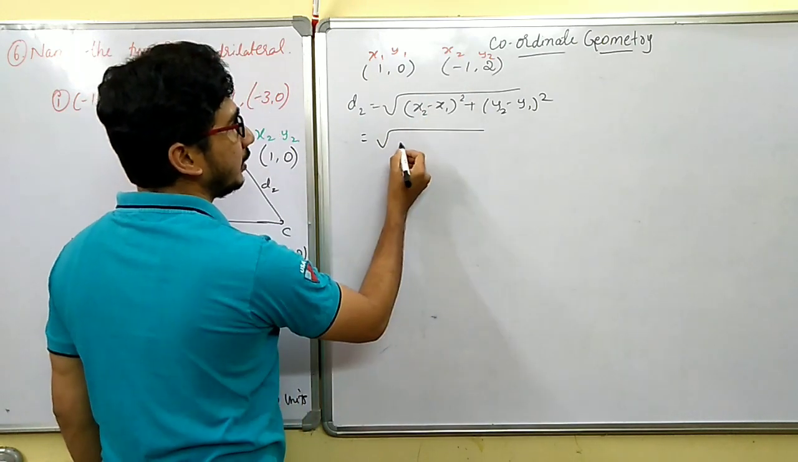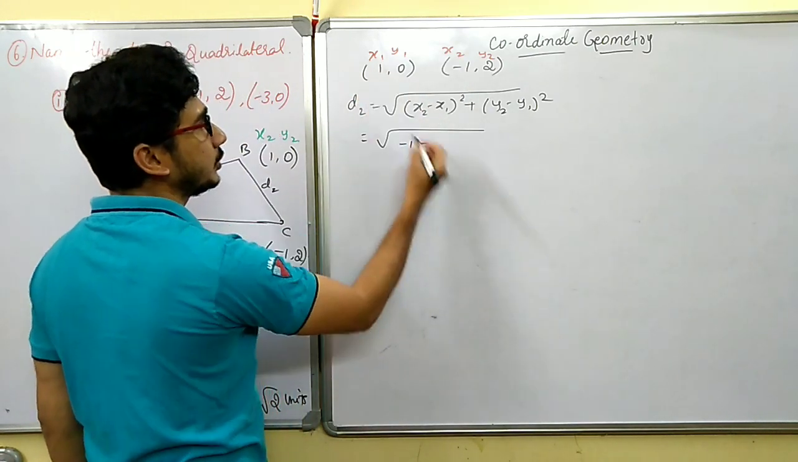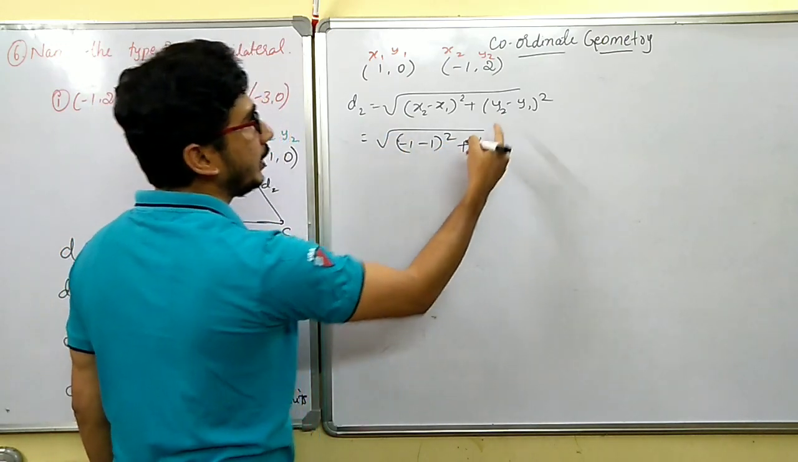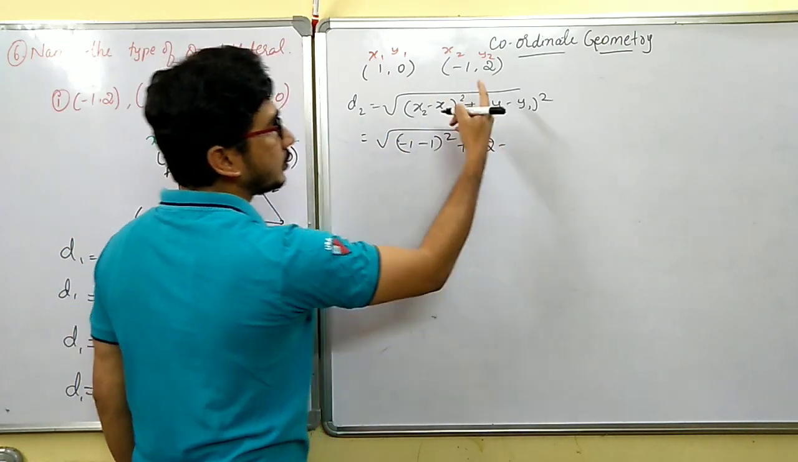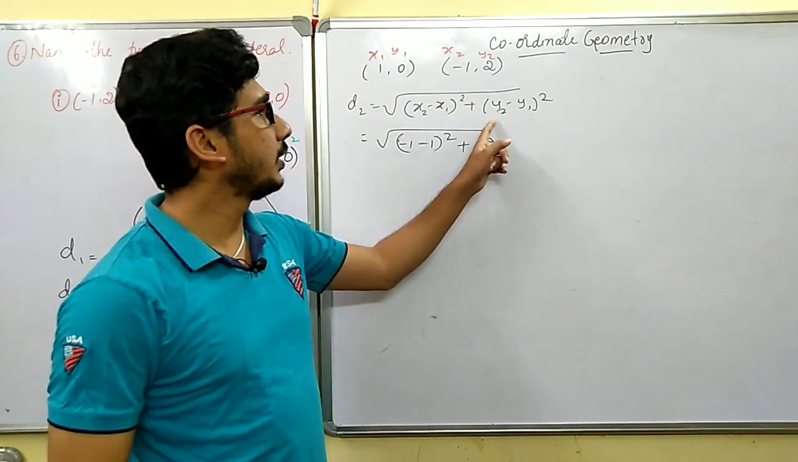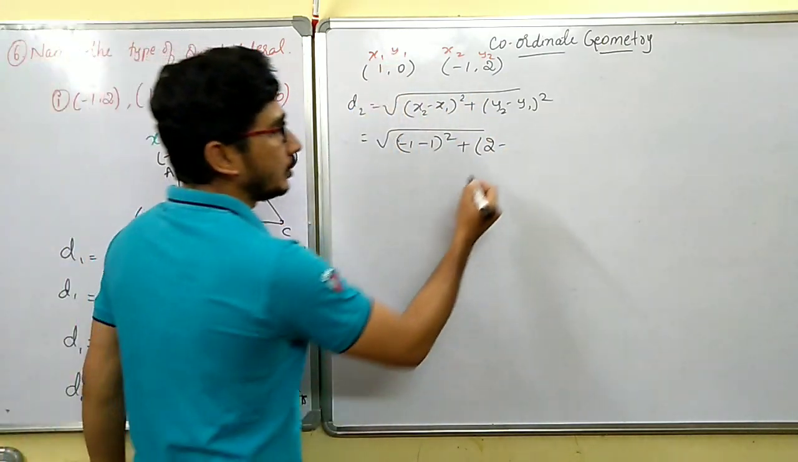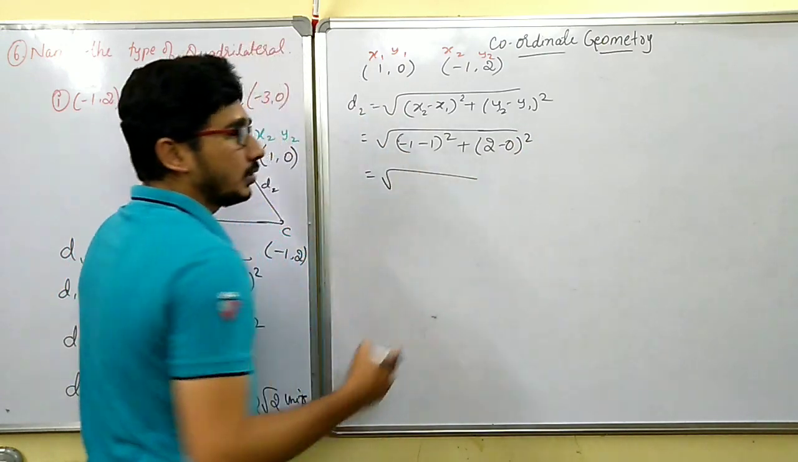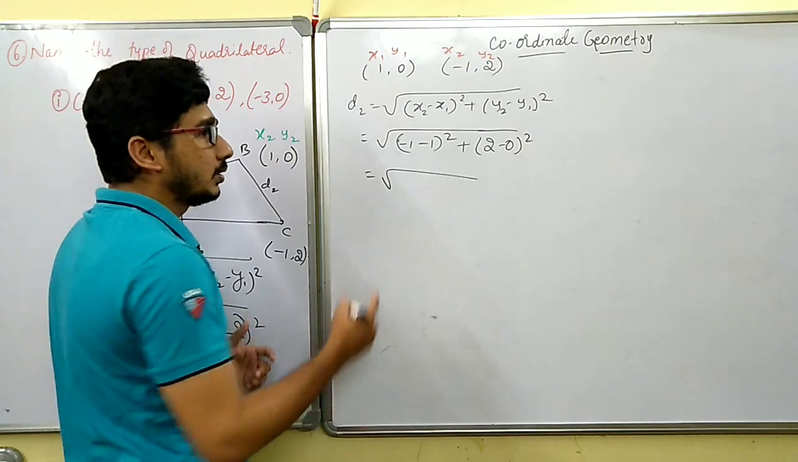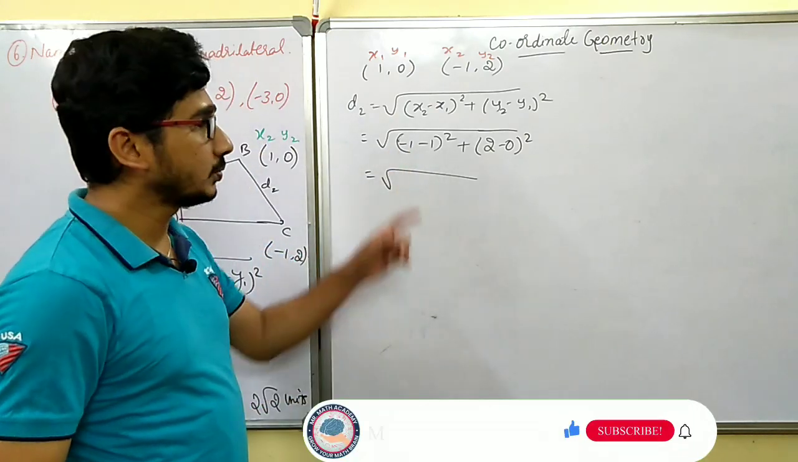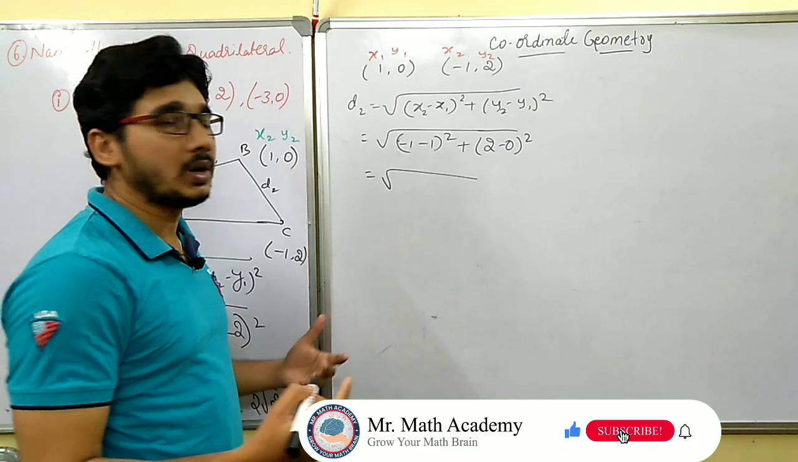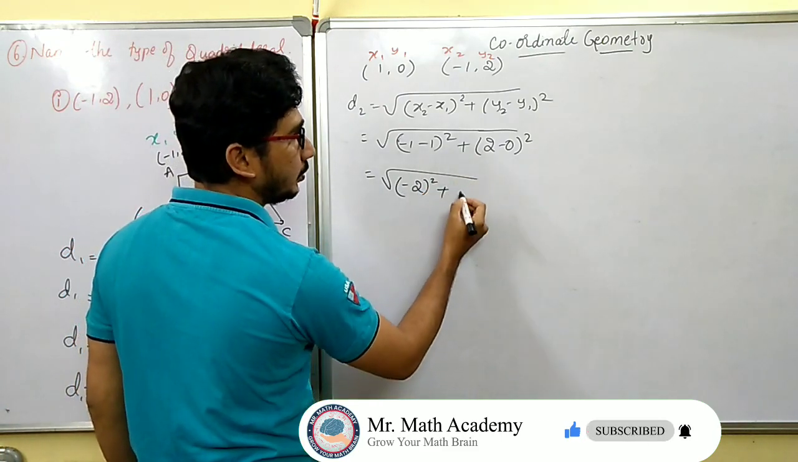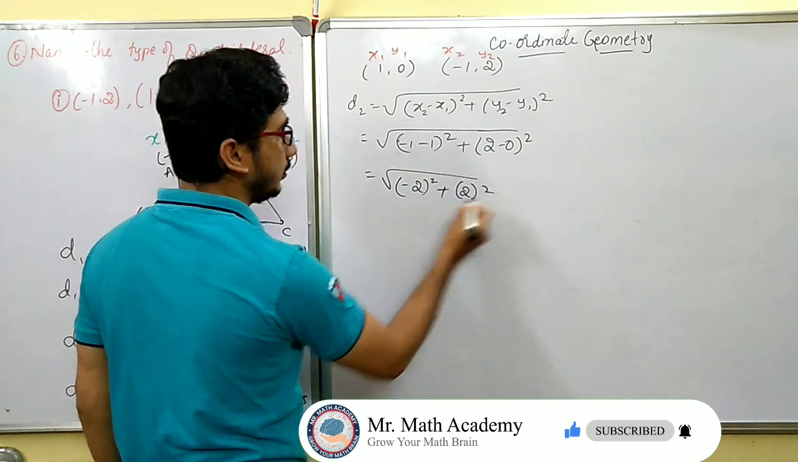x2 means how much? Minus 1. This minus as it is. x1 how much? 1 whole square. Then plus y2 how much? 2 minus y1. y1 how much? 0. So square as it is. So what will happen? Minus 1 totally minus 2. Remember, don't say that minus into minus plus, because there is no into, just we have to add it. Minus 1 is minus 2 whole square plus 2 minus 0 is 2 whole square, that's all.